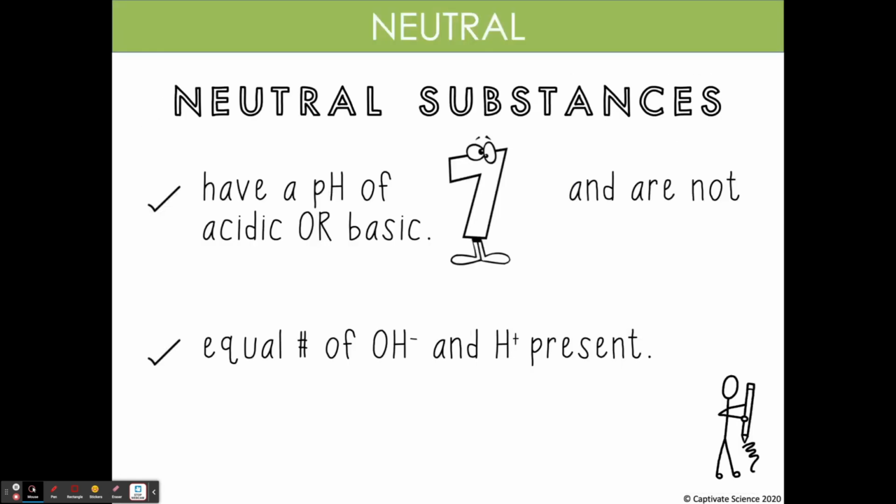Okay, so neutral substances have a pH of 7 and are not acidic or basic. So you need to be aware that water is a 7. An equal number of hydrogen negatives and hydrogen positives are present.